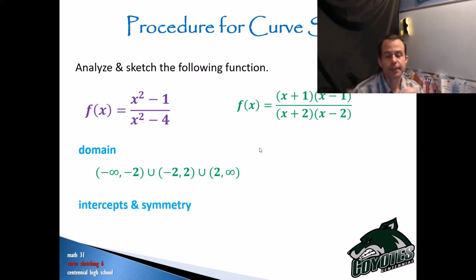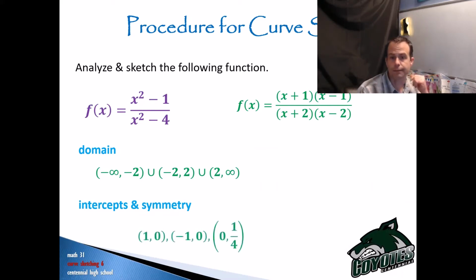Okay, intercepts and symmetry. Well, I know that I have x-intercepts with a rational graph. I know I have x-intercepts with the factors on the top, so that'll be plus and minus 1. I know I have y-intercepts if I just plug 0 in for x. So plugging 0 in for x is going to give me positive 1 over 4. Okay, so I have x-intercepts at negative 1 comma 0, 1 comma 0, and y-intercepts at 0 comma 1/4.